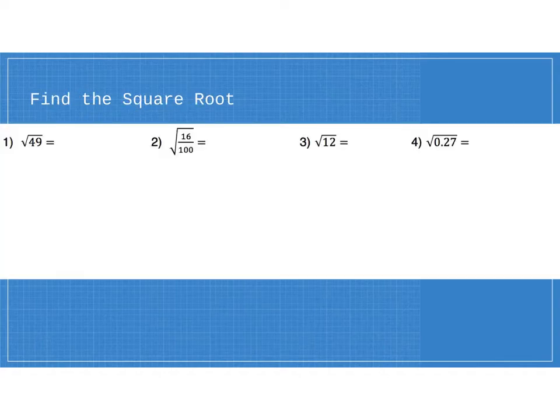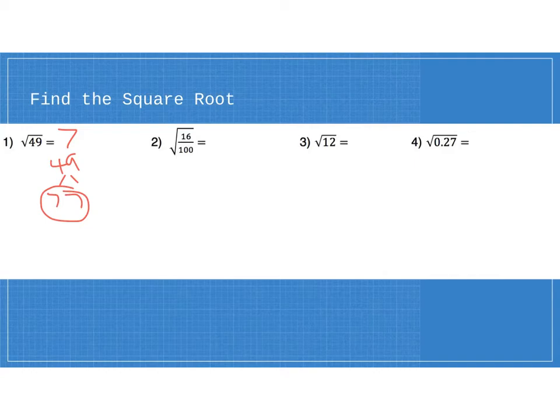So a quick little review, finding the square roots of just numbers. We've done this in the past. Remember, what we want to do is we want to do our factor tree. So 49 breaks down to 7 and 7, and then that's our pair, and so the square root of 49 is 7.